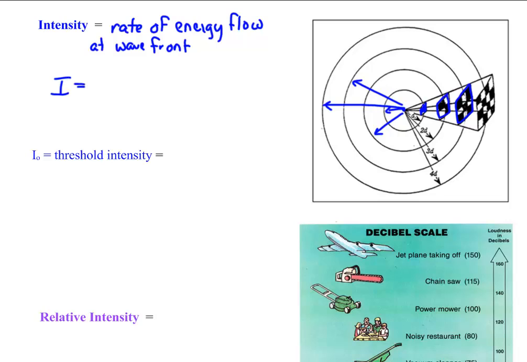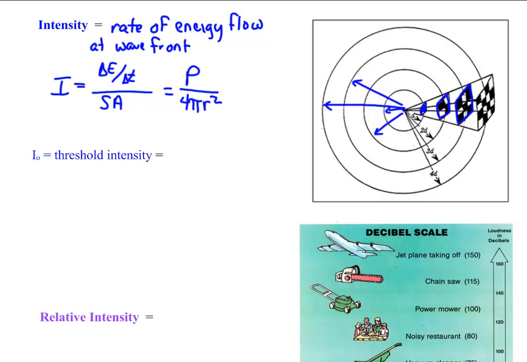It is the change in energy per unit of time over the surface area of the wavefront. So change in energy over time is power. Surface area of a sphere is 4 pi r squared. So we can calculate what the intensity of a sound is if we know the power output of the sound source and if we know our distance from the sound source. That would be the radius.